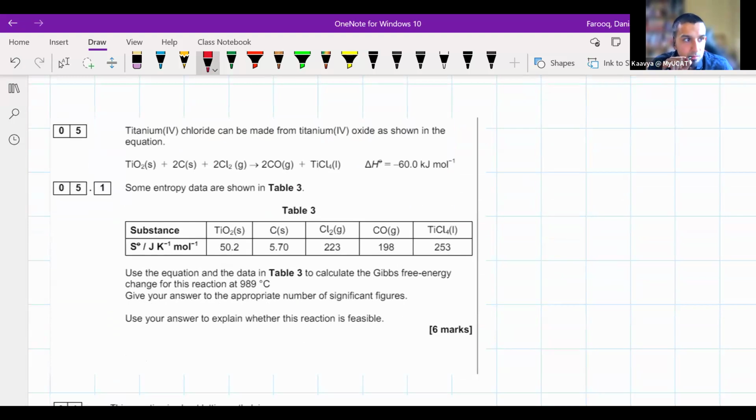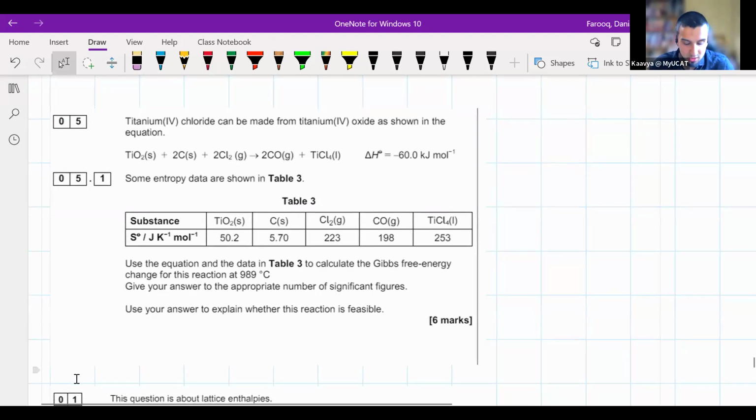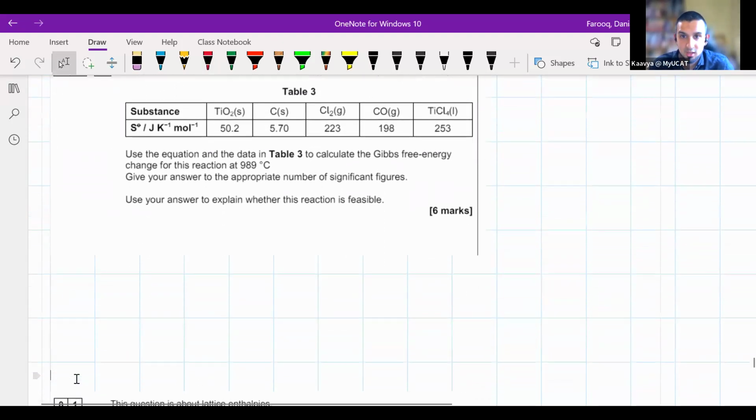This question is: titanium IV chloride can be made from titanium IV oxide as shown in the equation. Some entropy data are shown in table 3. Use the equation and the table data in table 3 to calculate the Gibbs free energy change for this reaction at 989. Give your answer to the appropriate number of significant figures. Use your answer to explain whether this reaction is feasible. Six marks. Wow, a lot of stuff for us. Let's see if we can finish that.